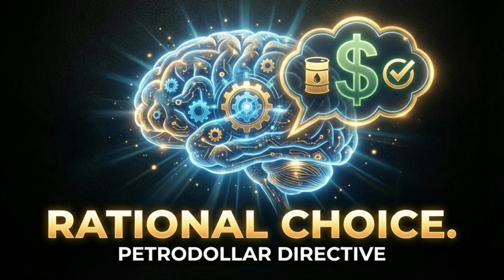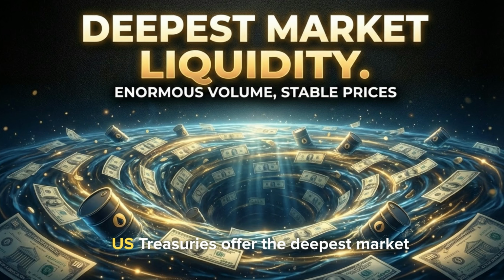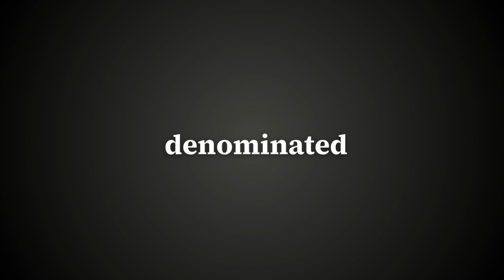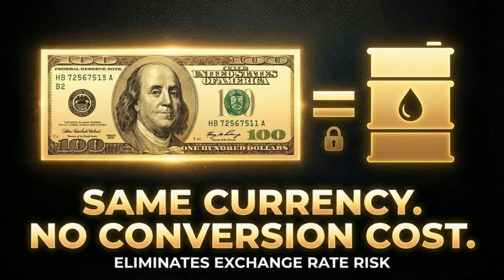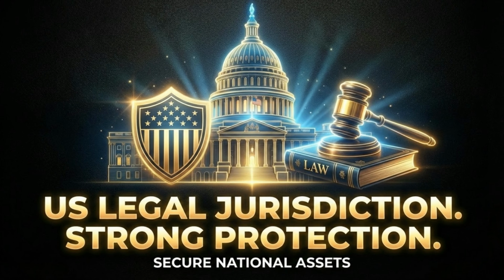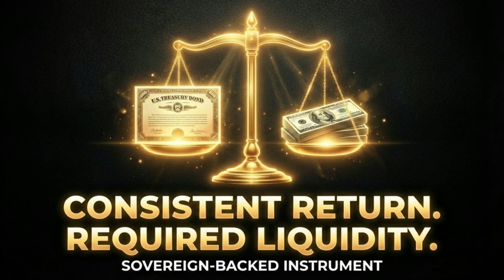The reasoning behind this choice is straightforwardly rational. US treasuries offer the deepest market liquidity on Earth, meaning oil-producing nations can buy and sell them in the enormous volumes their revenues require without significantly moving market prices. US treasuries are denominated in dollars, the same currency in which oil revenues are received, eliminating currency conversion costs and exchange rate risk for the core reserve position. US treasuries operate under US legal jurisdiction, providing strong legal protections for the assets. And US treasuries offer a rate of return consistent with a sovereign-backed instrument, while maintaining the liquidity profile required for a national reserve asset.